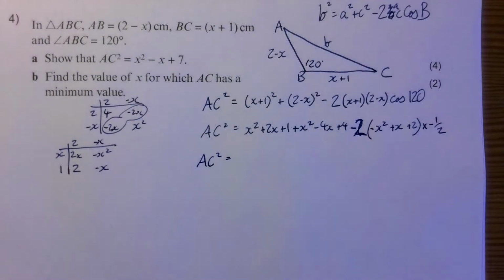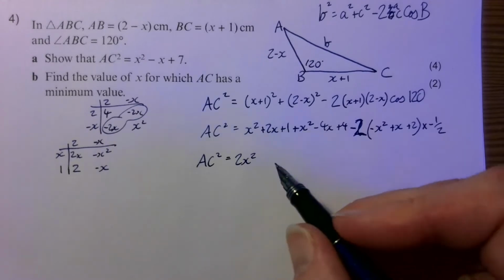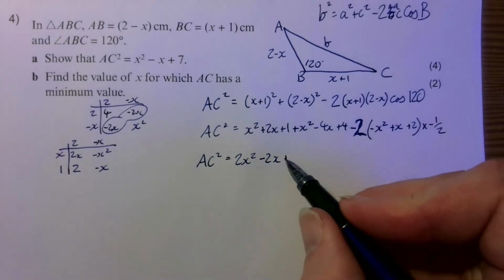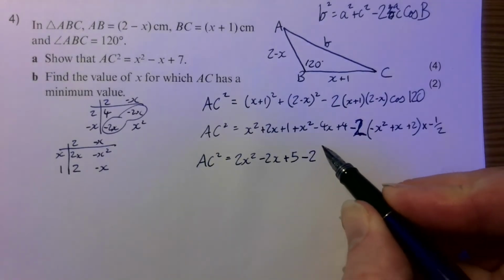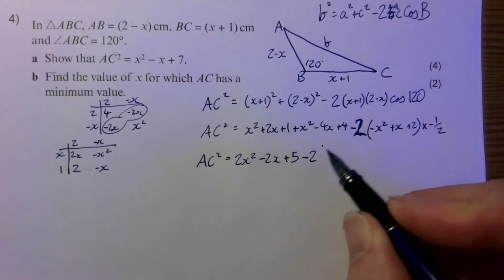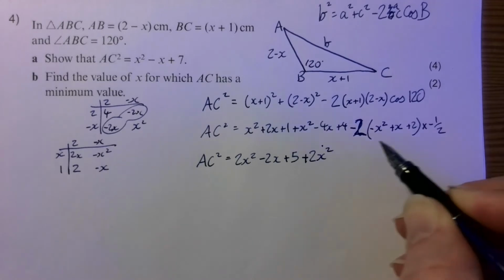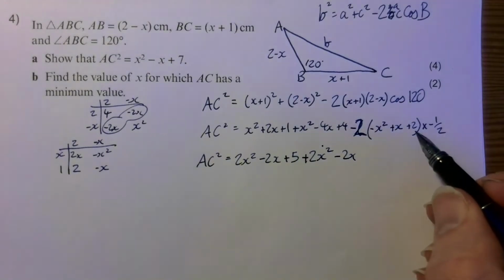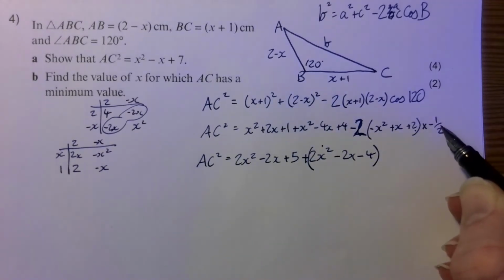AC squared is going to equal, we've got 2x squared there, 2 take 4 is negative 2x, I'm being very slow and deliberate about what I do, 1 plus 4 is 5, and then over here we're going to have minus 2 still. Negative 2 times negative x squared will be plus 2x squared, negative 2 times that will be minus 2x, negative 2 times 2 will be negative 4, and I've just started putting a bracket in because I've just caught that out of my eye.